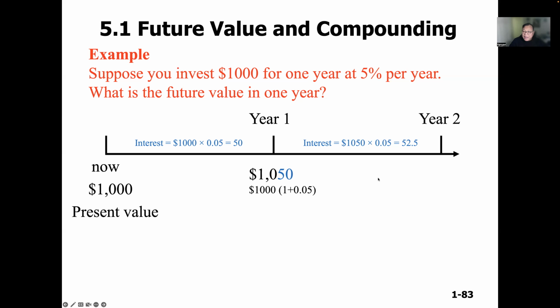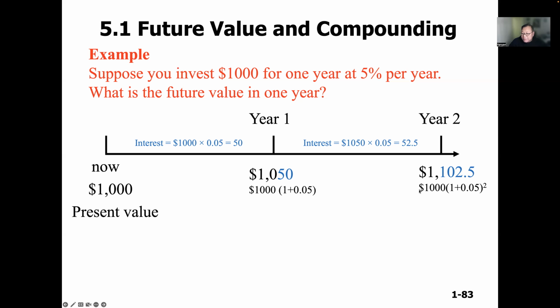So now you're adding the second year's interest to the beginning balance of the second year. So you're gonna have $1,102.50, okay? So that will be the future value in 2 years, okay? And now take a look at the calculation, okay? So you always start with 1,000, that's your initial present value, right? And you use a factor. So the first year's factor is 1 plus the interest rate to the power 1.